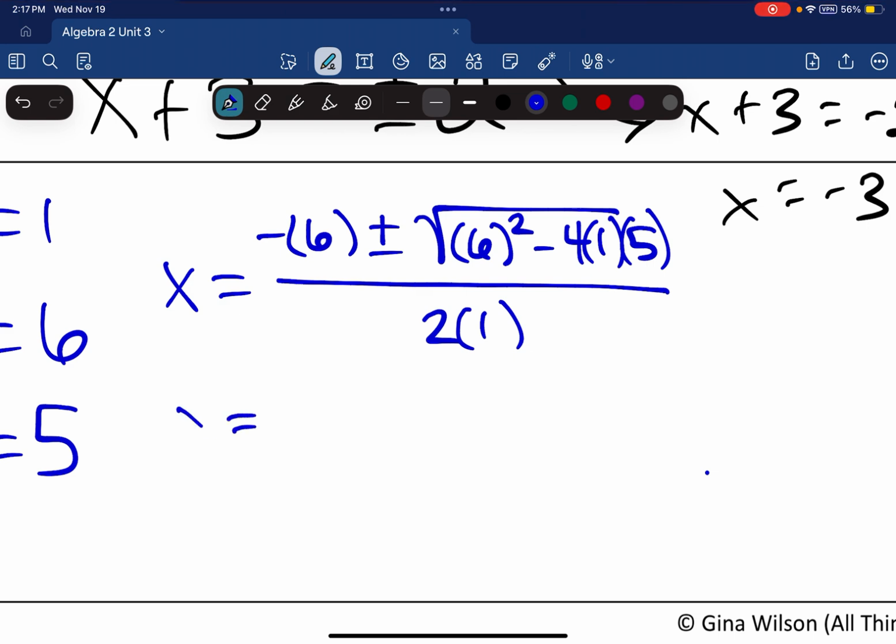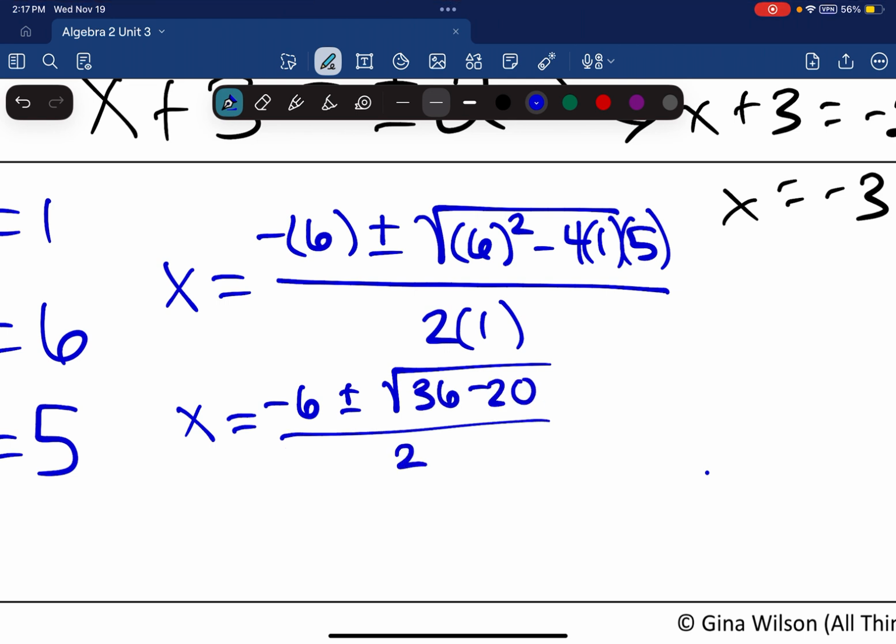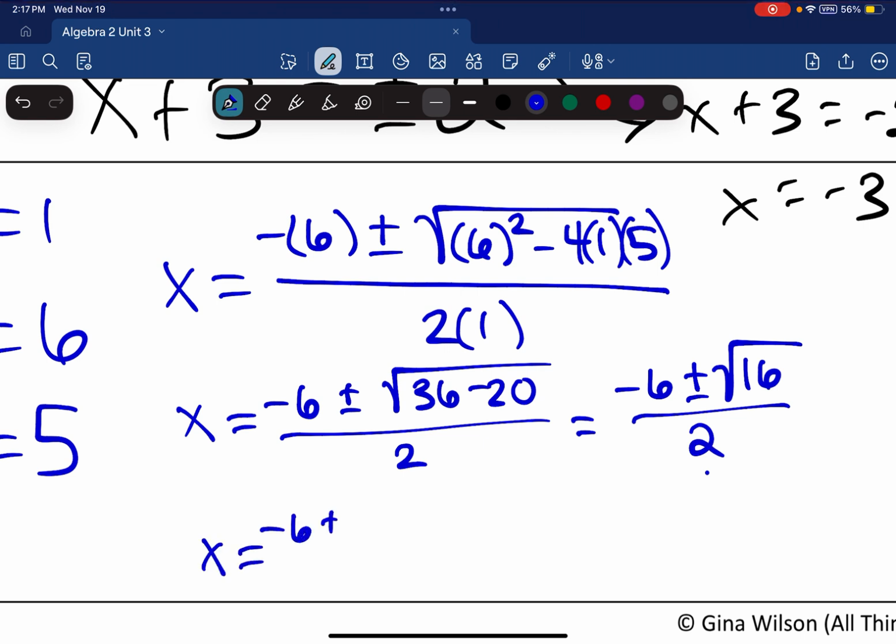Simplifying under the radical. Remember, I can't put that in my calculator. I have to simplify under the radical. So I'm going to get 36 minus 20 divided by 2. Continue simplifying it. Negative 6 plus or minus radical 16 over 2. X equals negative 6 plus or minus 4 over 2.